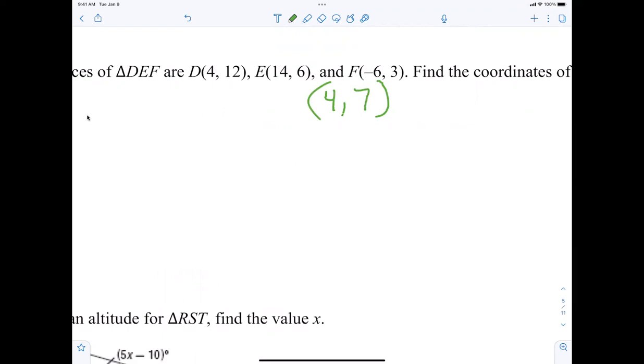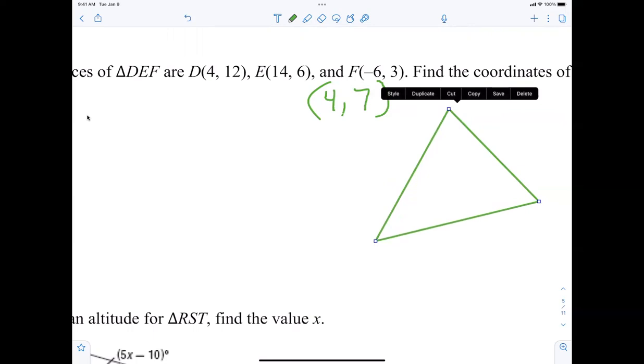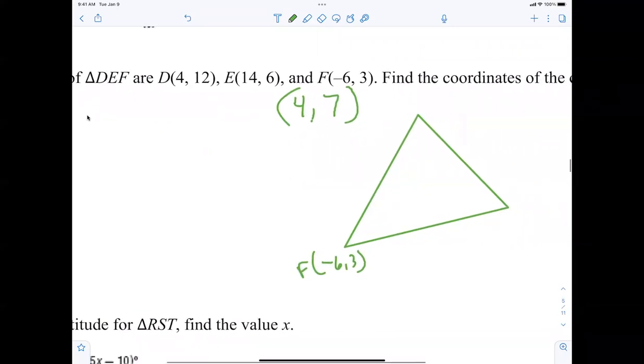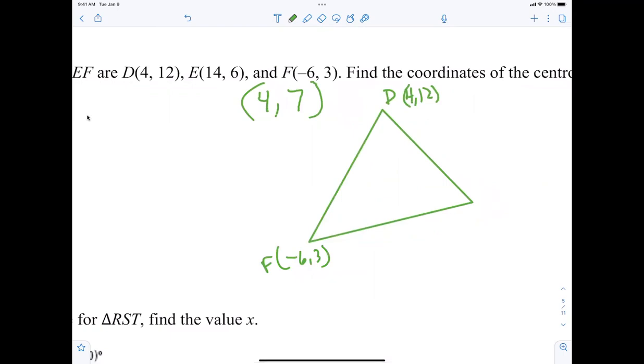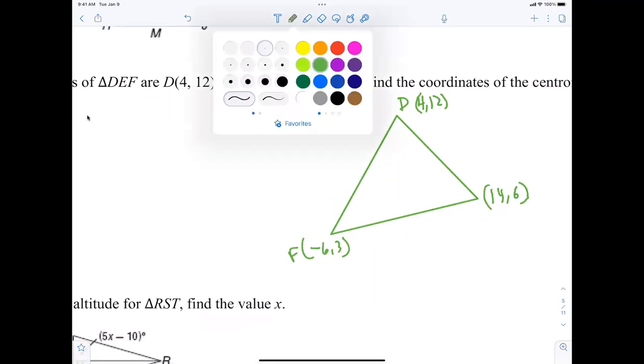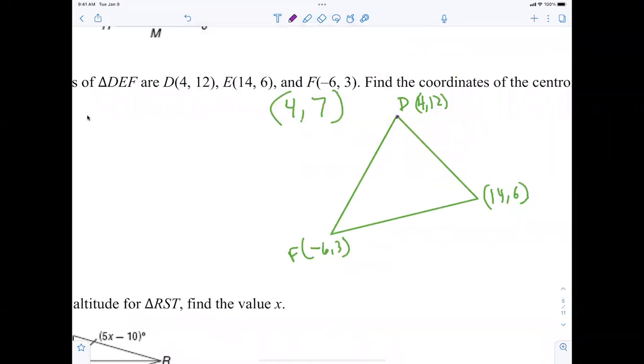Now, what I want to do though is we're going to practice finding it, because you need help finding or writing the equations of lines. So I'm going to say this guy over here is -6, 3, and this is F. 4, 12 is over here. This is D. And then this is 14, 6. All right, now just be careful. So centroid is median, correct?